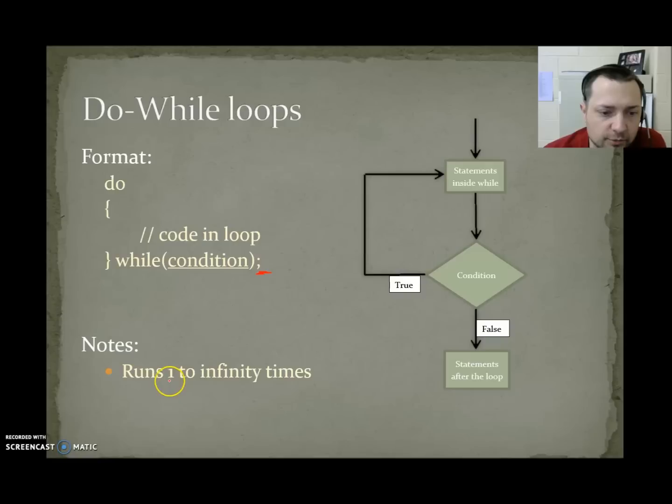Alright, do while loops run 1 to infinity times. So this is different from a while loop in the fact that it runs at least once. Let's look at the flowchart to see how that works. We come in, we do the statements inside the loop. We don't even look at a condition because there's not one. If the condition is true, we do it again. This is where you have your loop. When the condition becomes false, we move after the loop. But notice, the statements happen at least one time, because they happen before you check the condition. So do while loops run 1 to infinity times.